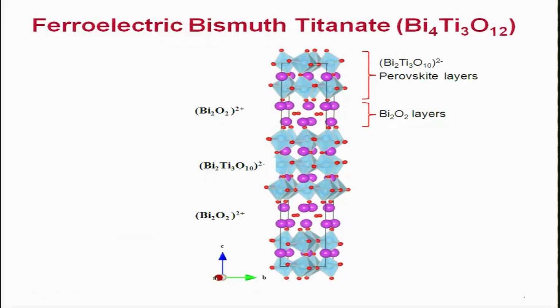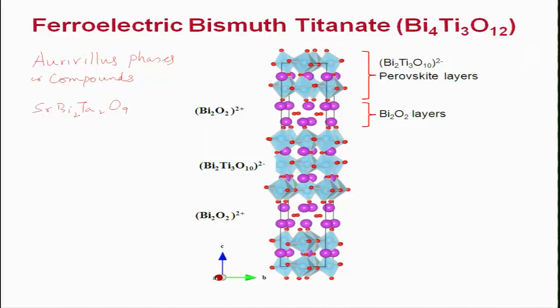Now, the third structure in this category that we will talk about is ferroelectric bismuth titanate. Now, this is a ferroelectric compound Bi4Ti3O12. This is not a perovskite structure, but it does contain perovskite units. Now, this belongs to a family of what we call Aurivillius compounds, Aurivillius phases. So, you have bismuth titanate, you have strontium bismuth tantalate, SrBi2Ta2O9, and some other oxides which belong to this category.